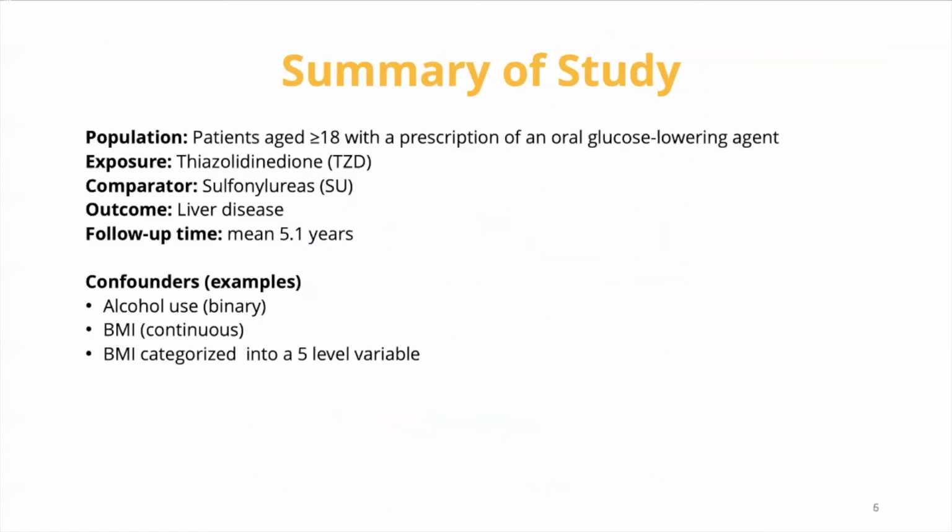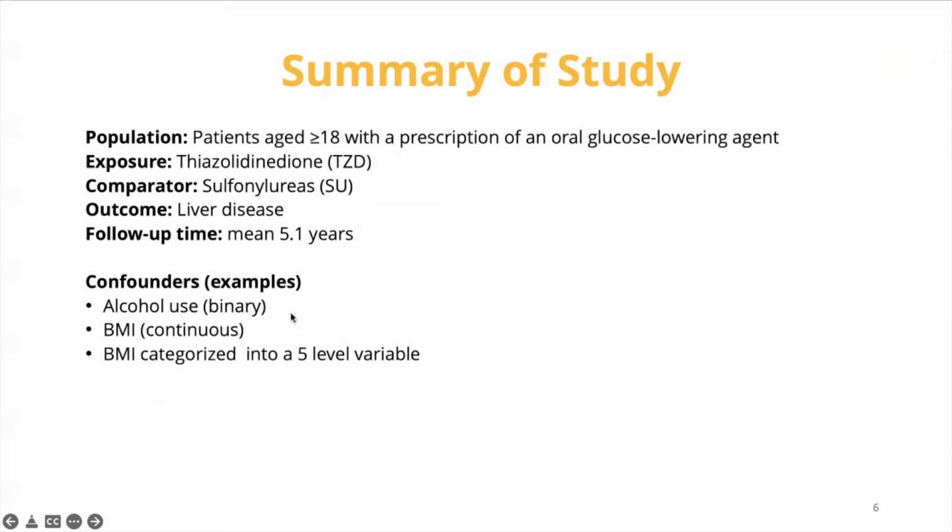I'm just going to give a quick summary of the study for the purposes of using this as an example moving forward. This is how we create the study question using our PICO. The population was those 18 and older with a prescription for a diabetes medication. The exposure or the study medication of interest was TZDs. The comparator was sulfonylureas. The outcome was liver disease, and the mean follow-up time was about 5.1 years.